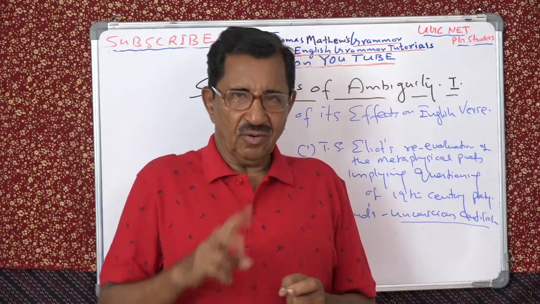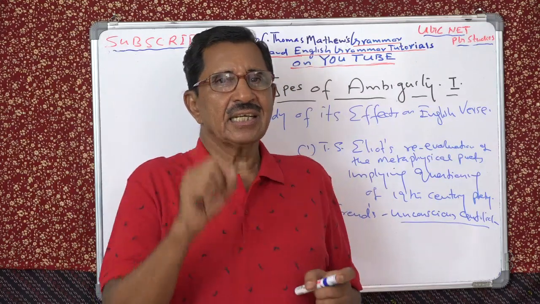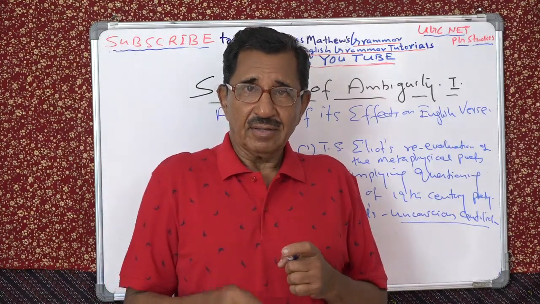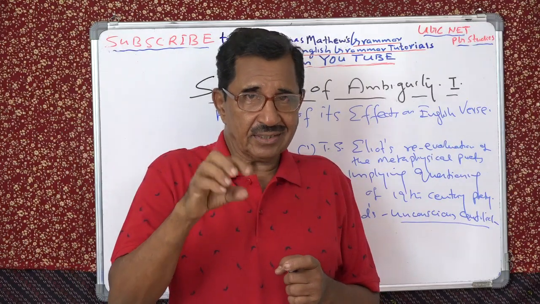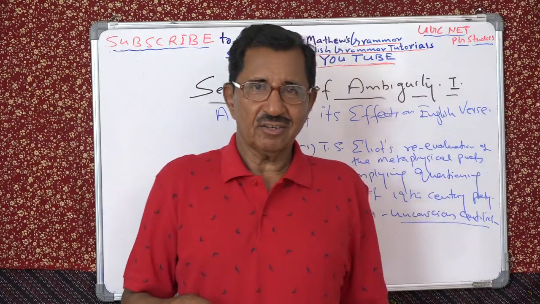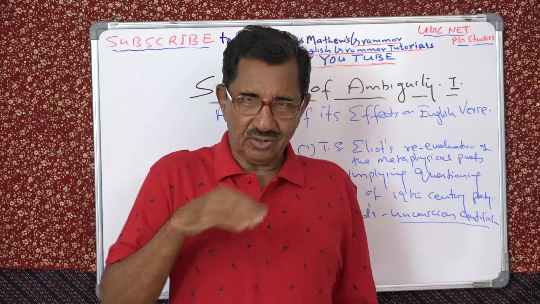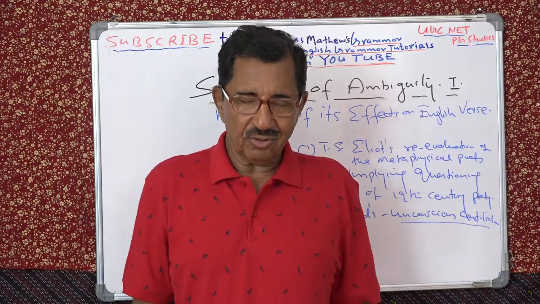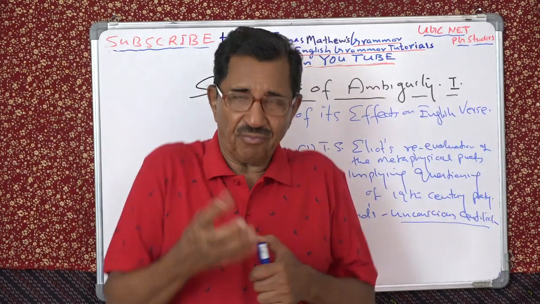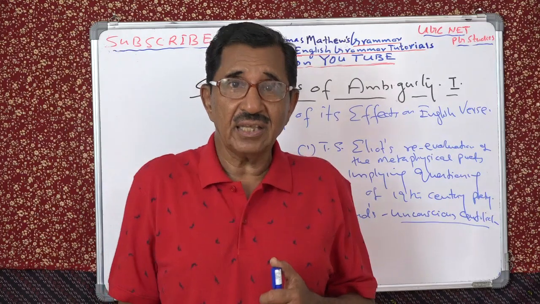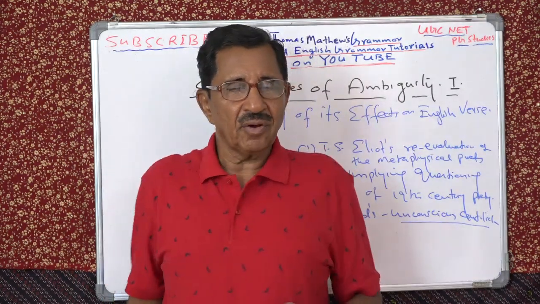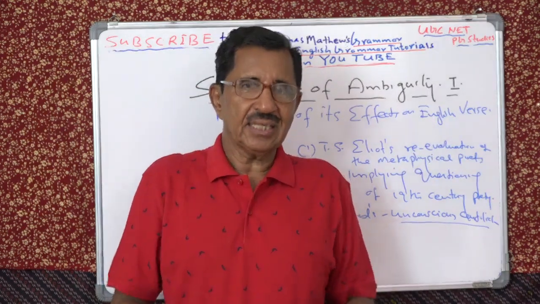So it has two aspects or two triggers. One is Tsle, re-evaluation of metaphysical poetry, implying or suggesting that 19th century poetry was not as good as that of the metaphysicals. The second one is Freud's suggestion or his theory, that is the unconscious conflict: creativity, or writing a poem or a drama, is the result of an unconscious conflict that was going on within the mind of the poet. So if you explore that, you will get more meanings. And then final aim is enhancement of pleasure.